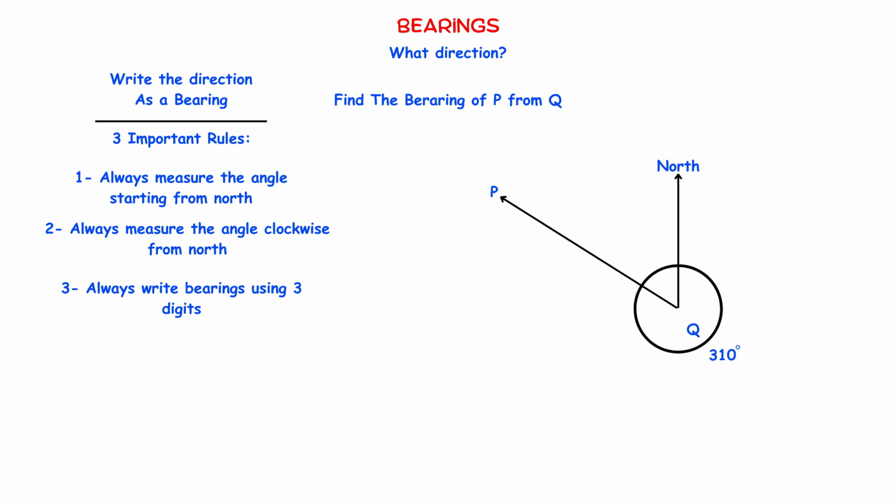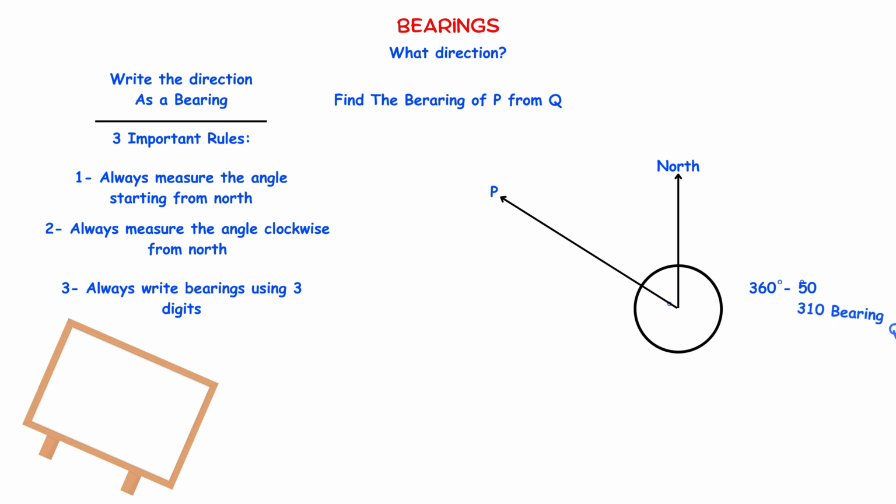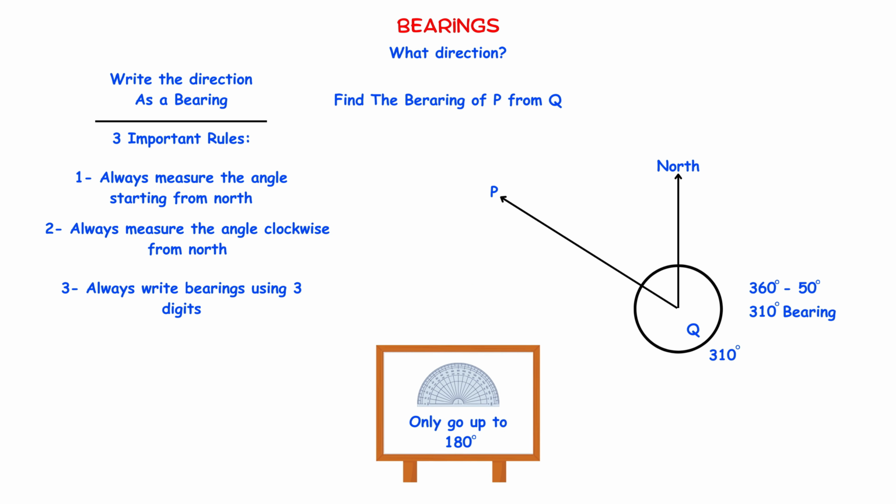Now, one practical thing to point out here is that most protractors only go up to 180 degrees rather than 360 degrees, and so you may actually not be able to measure this whole 310 degree angle at once. If this is the case, then it's probably easier to measure this smaller angle, which you would find is 50 degrees, and then use that to work out our bearing, which we could do by doing 360 minus 50, because remember, there are 360 degrees in a complete circle, and that would give us the 310 degrees of our bearing.